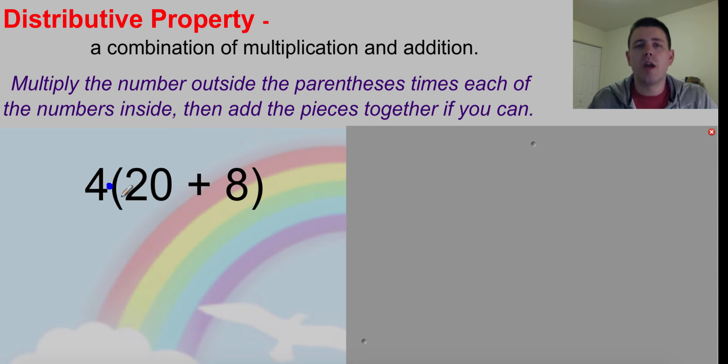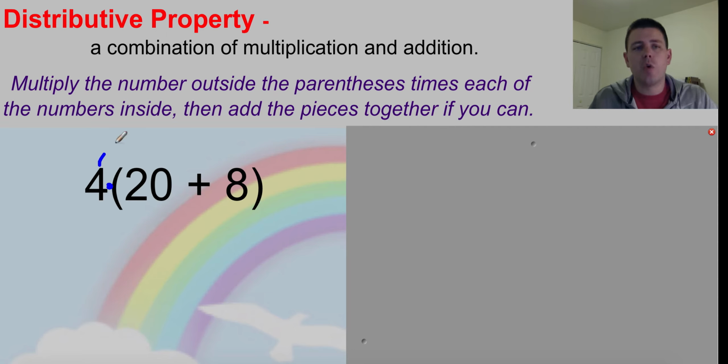If we were to just go ahead and do this problem, we would do 20 plus 8 is 28. Then we'd multiply times 4. We'd probably have to write a little multiplication problem off to the side in order to find our answer. Not the end of the world, but we want to try to make life a little simpler. So we're going to use the distributive property.